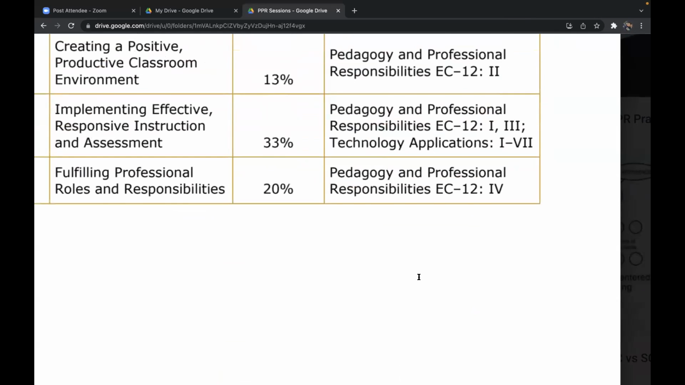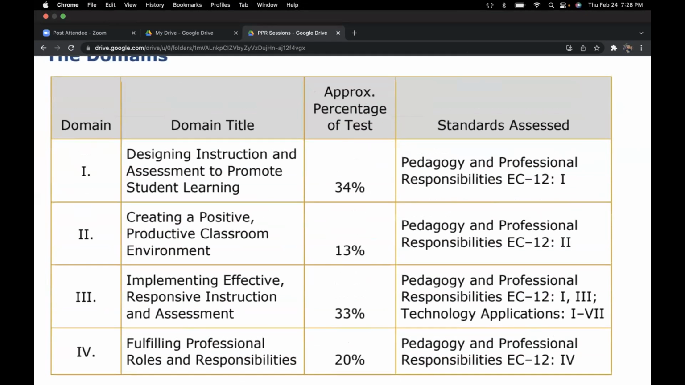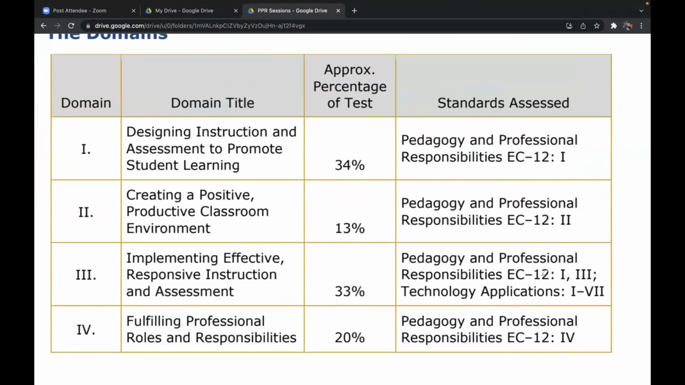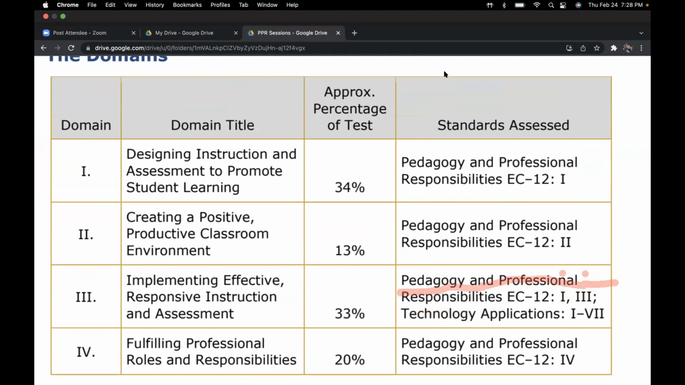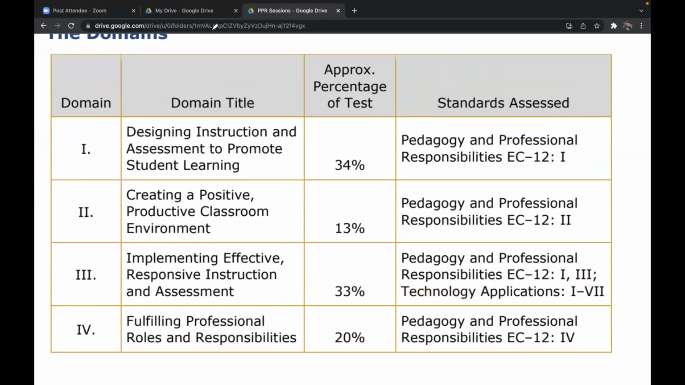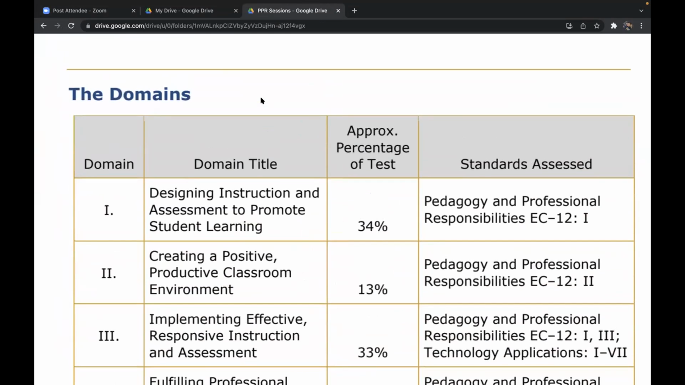See, domain 3 has standard 1, standard 3, and technology applications 1 through 7. So that's a big difference from that little paragraph just telling you to use it for your lessons and to take notes with it. But when I first started teaching, we didn't have computers like this. I had a computer in my classroom and it had a word processor on it, but it didn't have internet.